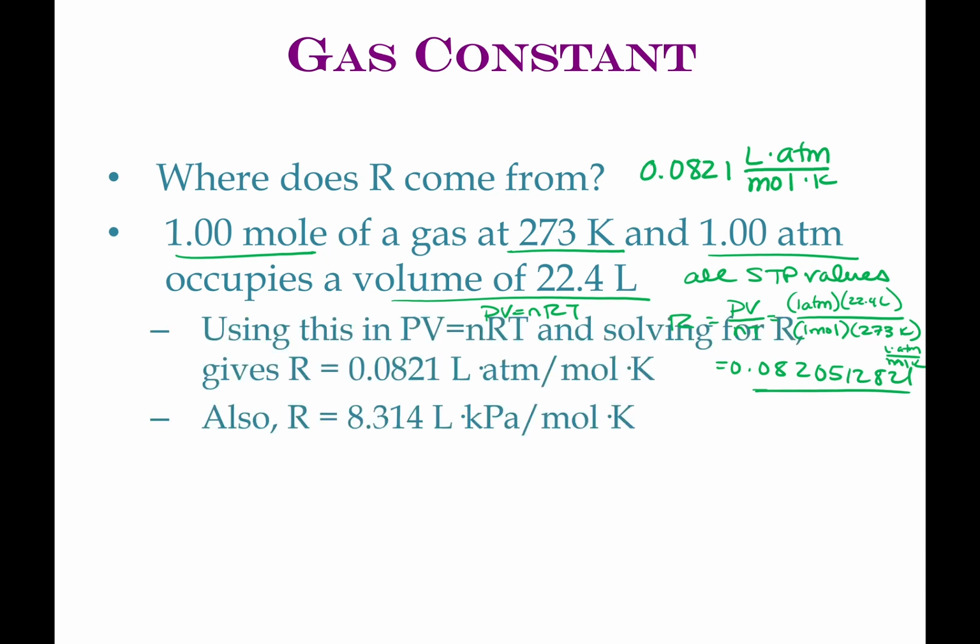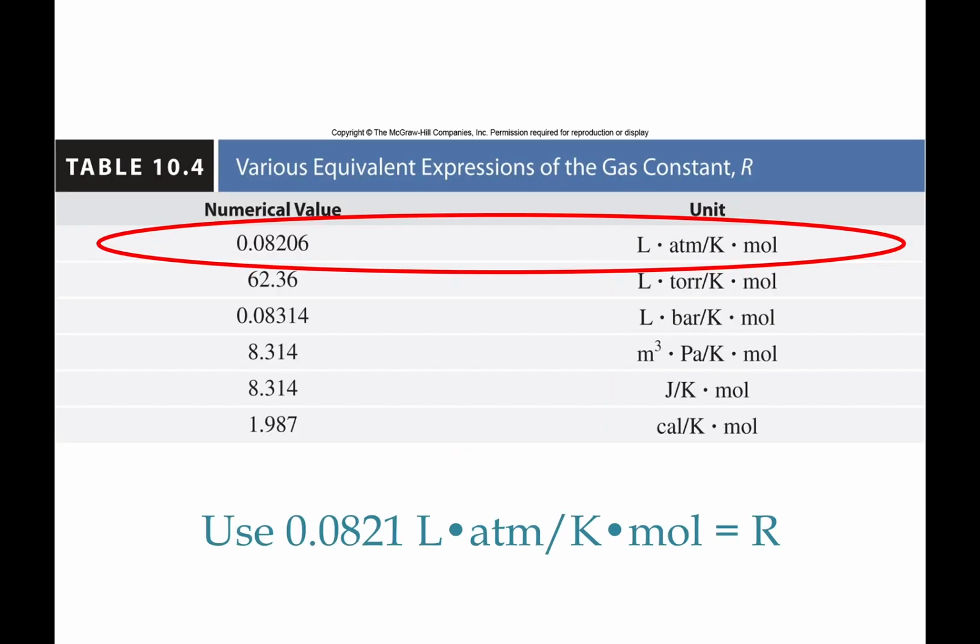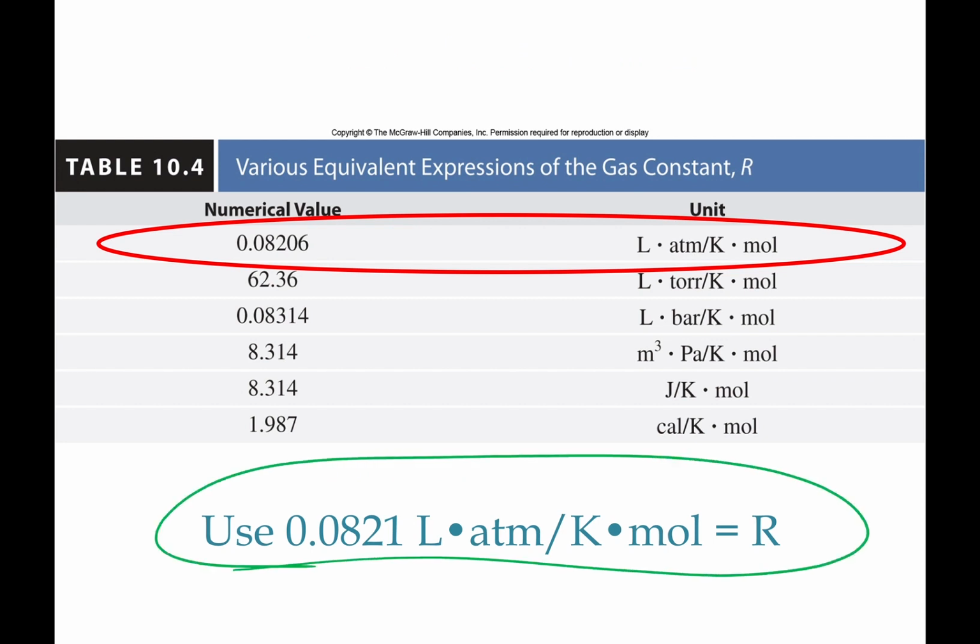But there are a lot of different units. So liters times kilopascals use 8.314. These are the ones that are often used in physics because you're using different units in physics. So this is just a table of all the different values of R. This is the one that we're going to be using most of the time in chemistry.